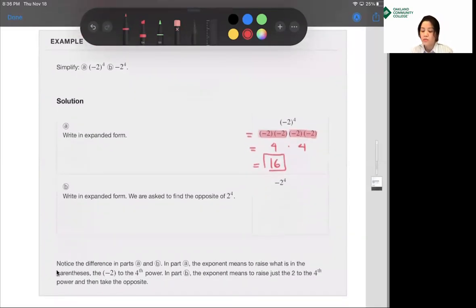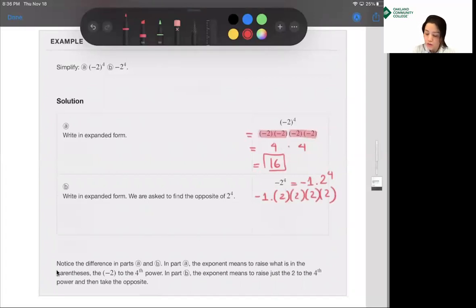What about problem B, -2 to the power of 4? Here you notice that there's no parenthesis around the -2. If you watched my video previously, when you have a negative in front of a number, we usually don't write the -1. Well, I'm going to write it out here for you. This is -1 times 2 to the 4. So the power of 4 does not apply to the -1, right? Let me expand this. So this means -1 times 2 times 2 times 2 times 2.